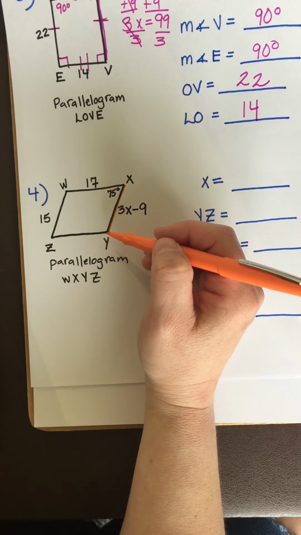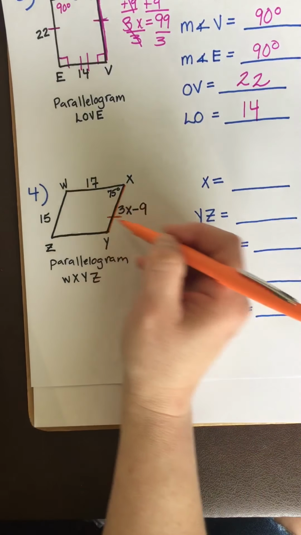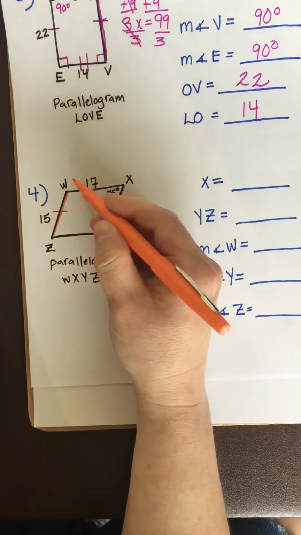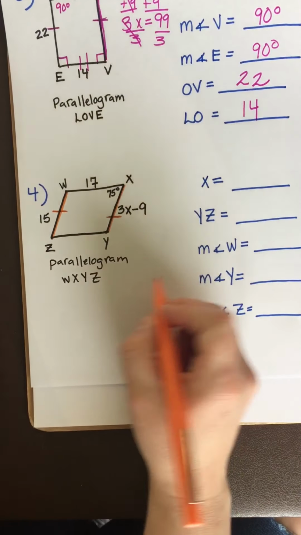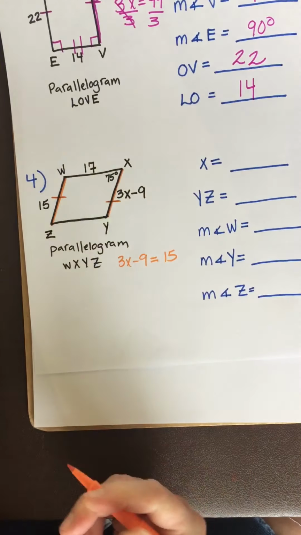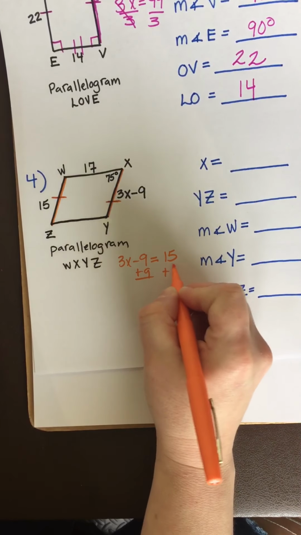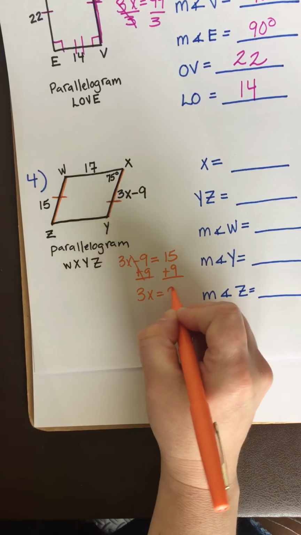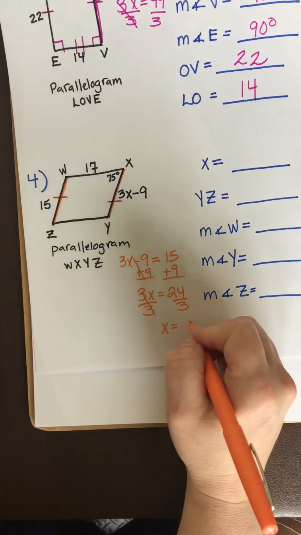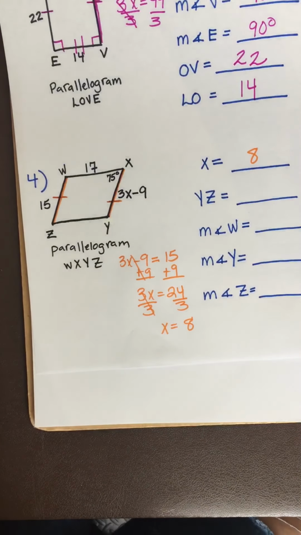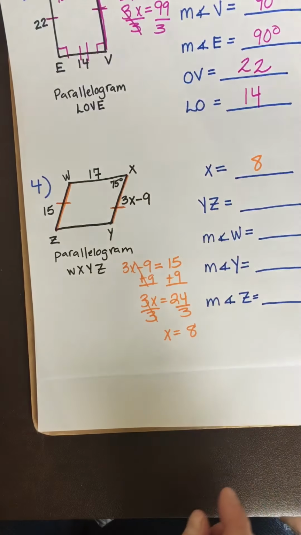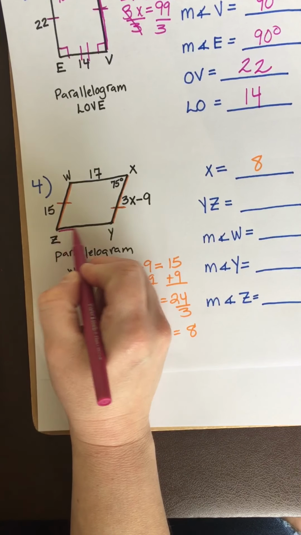Well, since this is a parallelogram, I know that the length of this segment is the same as the length of the segment opposite that side. So I know it's got to be the same as WZ. So all you need to do is find x. To find x, say 3x minus 9 equals 15. And then to undo subtraction, we add. 15 plus 9 is 24. To undo multiplication, we divide. And we get x equals 8. Boom shakalaka.